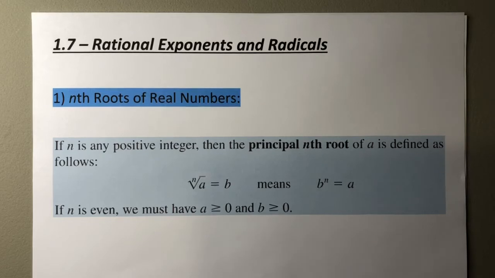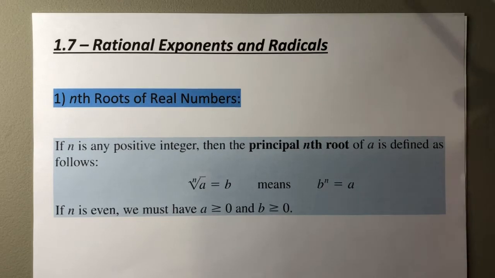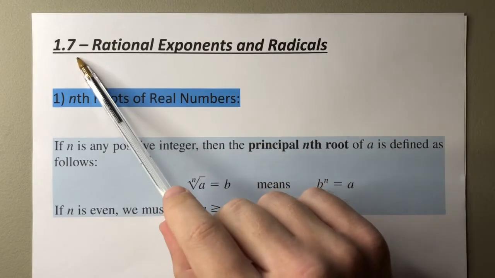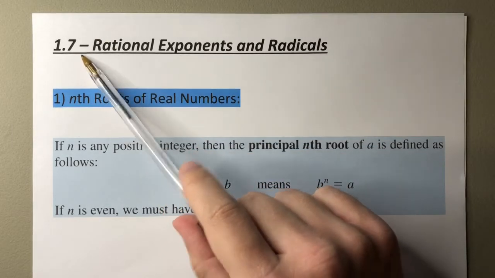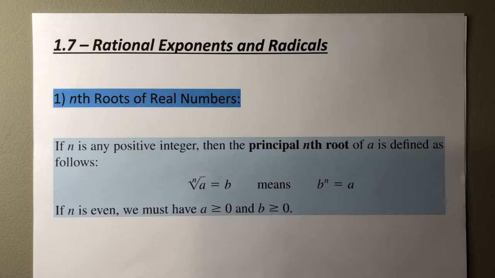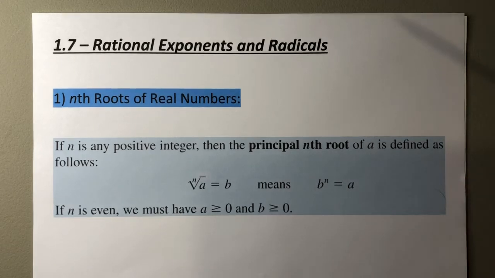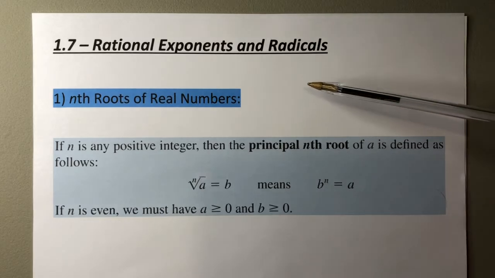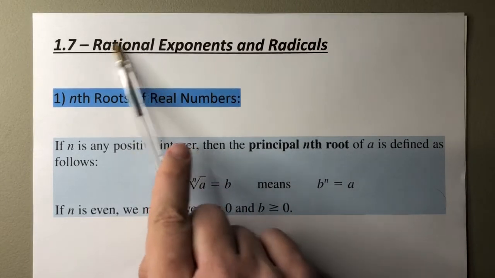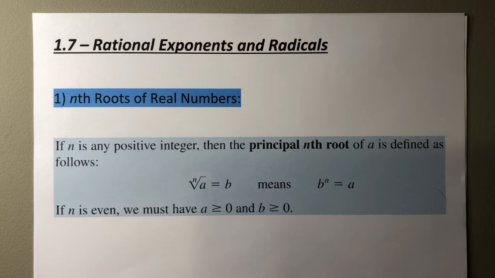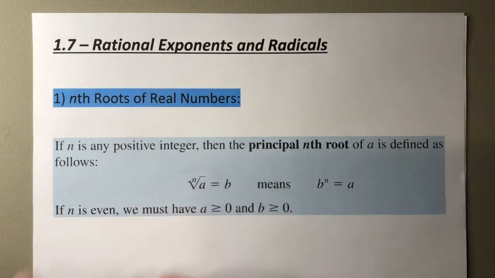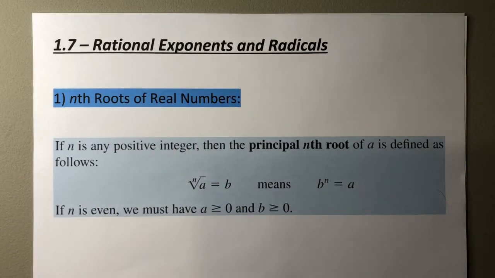Section 1.7, rational exponents and radicals. So this section is closely related to Section 5 that we have already discussed, dealing with the properties of exponents. You still have to understand and be able to work with the properties of exponents in order to be successful with this section. I will say that this section is probably more challenging because you're going to be dealing with fractional exponents. That's what this really means: fractional exponents as compared to just integral or integer exponents.